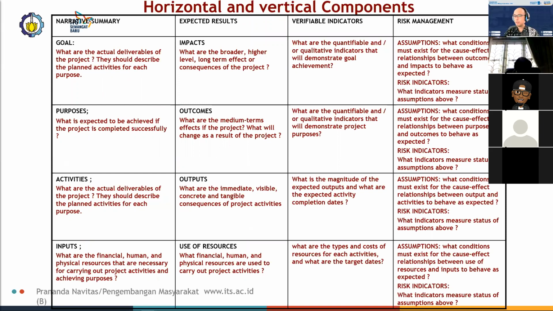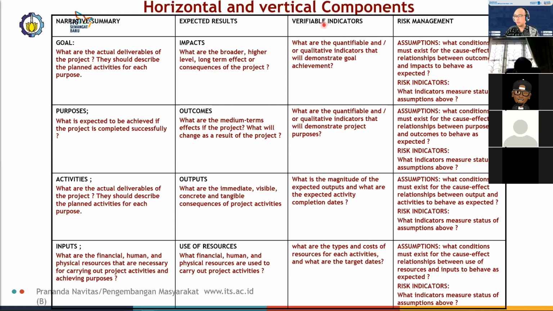So if you put them all together, then I think each cell would look more or less like this. So what is the actual goal? What is the ultimate goal of the project? What is it that you're trying to achieve? What are the broader, higher level, long-term impact or consequences of the project? And then these impacts, how would you measure these impacts?